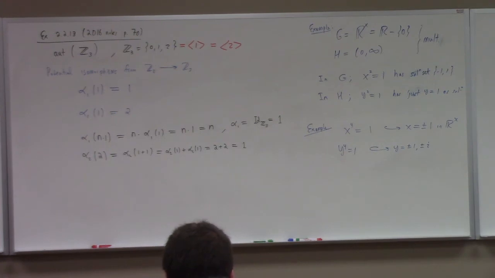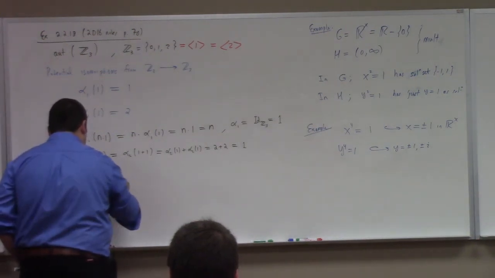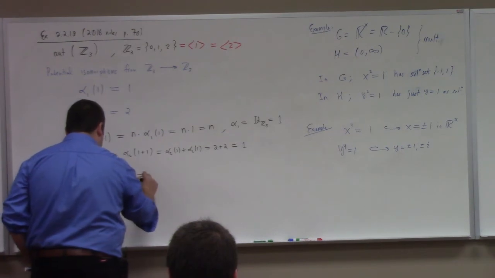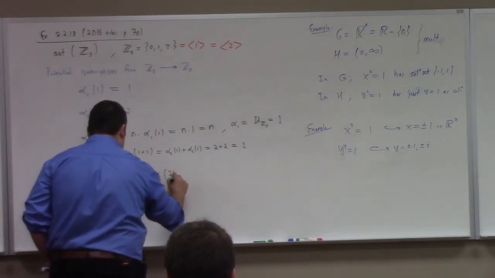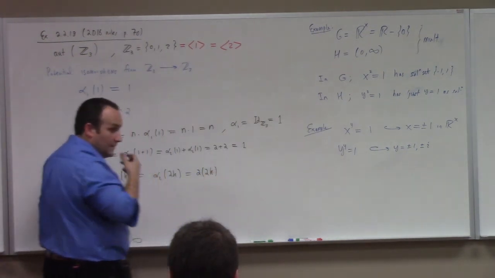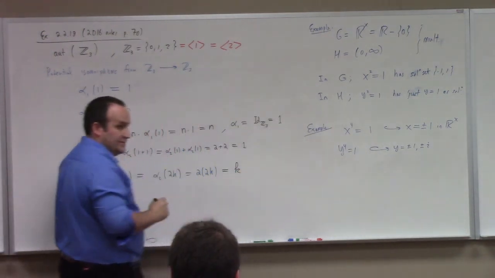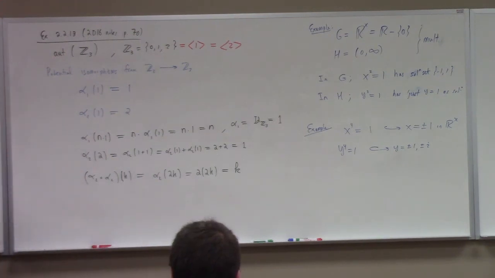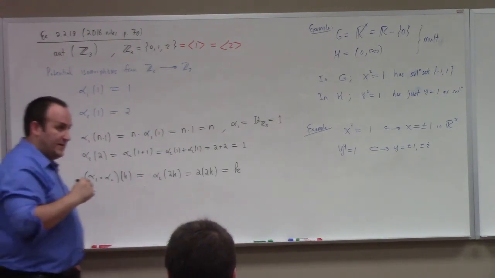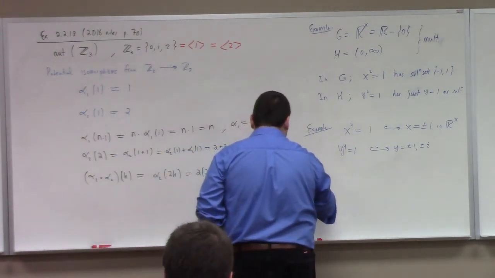So my question for you guys is, well, here's a better calculation. What's alpha 2 composed with alpha 2 of k? What's that equal to? This is alpha 2 of 2k, right? Which is equal to 2 times 2k, which is otherwise known as k, because we're in Z3, right? But this calculation holds for all k. So what's that tell you about alpha 2 composed with alpha 2?